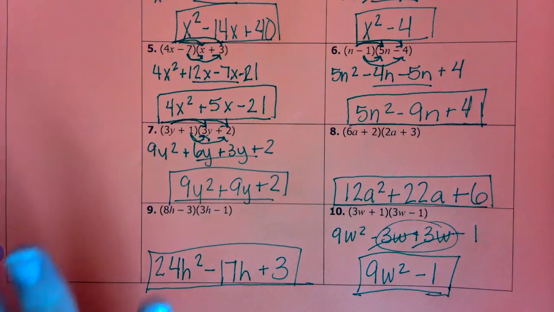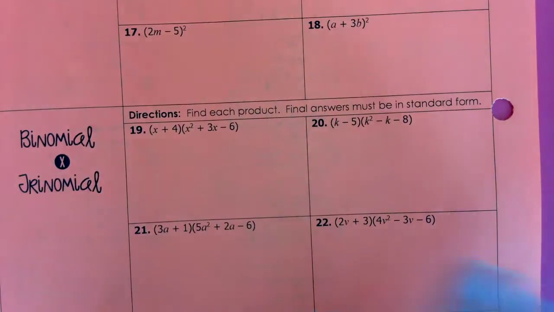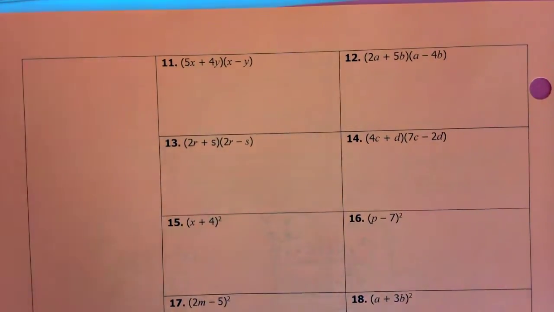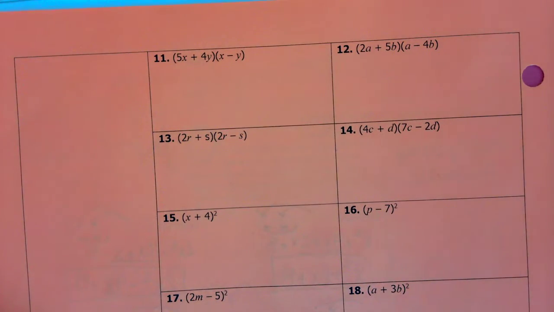Okay, so we are good to go to flip. We've practiced some foiling, binomials by binomials, and so now we're on the back side here. I'll give you the answers for 11 through 14. If you want to check those on your own, you for sure can go ahead. Otherwise, we're going to pick back up on number 15 there.